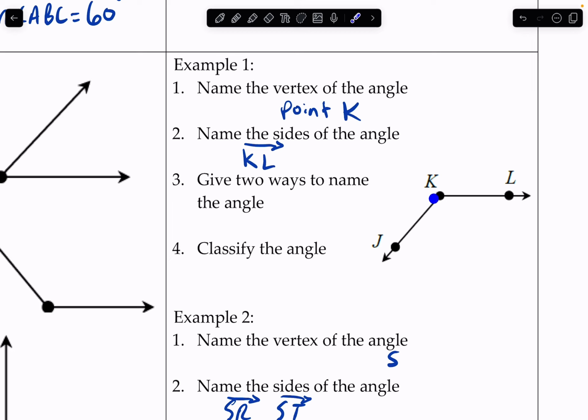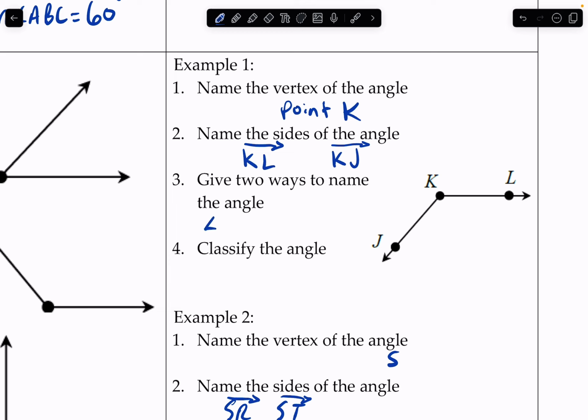So you always start off with your endpoint, and then you list out the point that the ray passes through. So I've got KL, and I also have KJ, again with that arrow symbol above it indicating that it starts at K and goes through J. Two ways to name this angle. We do have a few different ways.